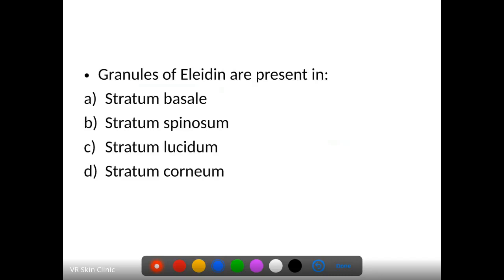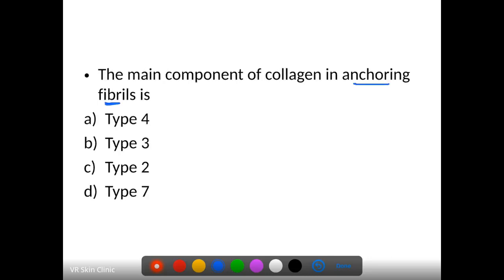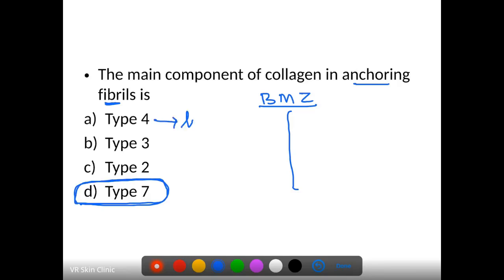Most abundant form of collagen found in the dermis. Which one? Type 1. Most abundant collagen in the anchoring fibrils. Fibrils are the lowermost layer of the basement membrane zone, and it's not collagen 1, it is type 7 collagen that is the major component we see in anchoring fibrils. Type 4 we have in the lamina densa. This I forgot to mention. Type 4 collagen we see in the densa, and type 1 is the most abundant collagen. Okay, this is a repeat thing.